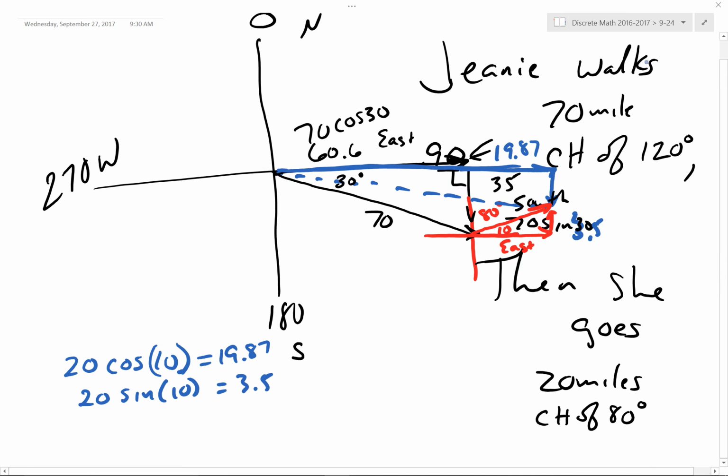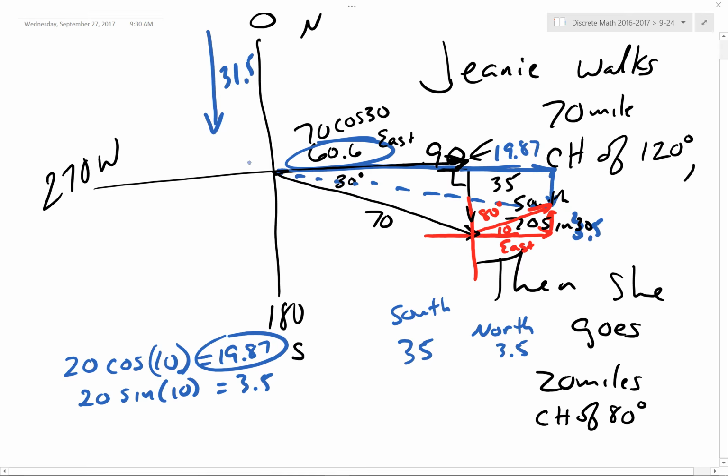Okay, now, here it is. So, we wrote this down somewhere, but now I can't see it. Oh, 35. So we went south 35, and then we went north 3.5. Where are we at currently? If we go down 35 and we come back up 3.5, we are south 31.5, I think. And then look, we went this far and we went this far, both east. So if you add those, you get 80.47. Correct? I think.